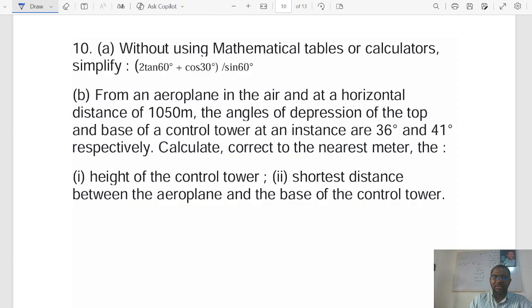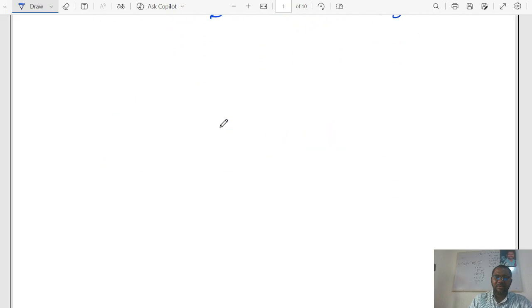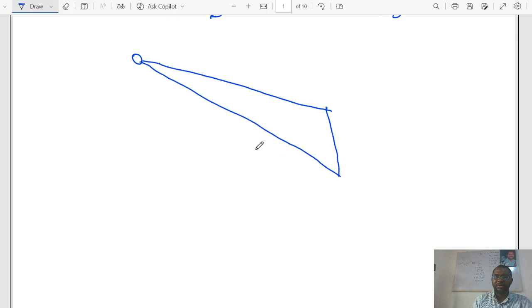Okay, well, that means the aeroplane is at a particular height. So we are going to have something like this. And let's say this is the tower. Depression means you're looking down this way. This is the top of the tower, and this is the base of the tower. So depression also. And from this tower, this is the eye level of the aeroplane.